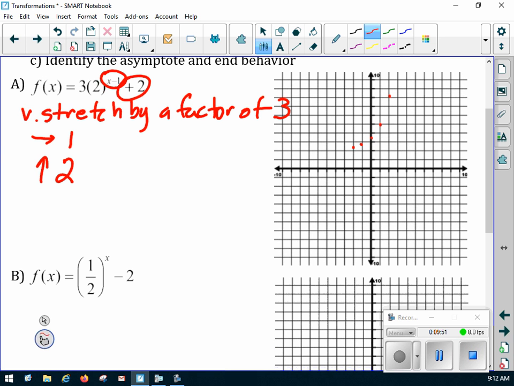Now remember, that's an exponential. So an exponential's got a horizontal asymptote. Where is it? Why is it y equals 2? Because it never goes below. Near the x-axis. Because it used to be on the x-axis, right? And you moved it up. And we moved it up 2. So I want you to dot in your horizontal asymptote.